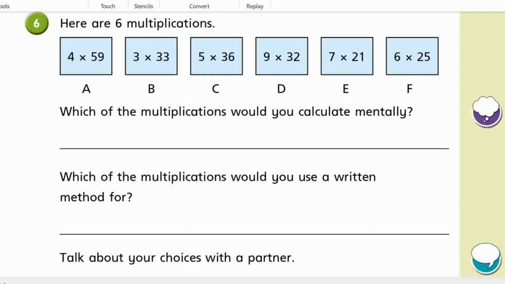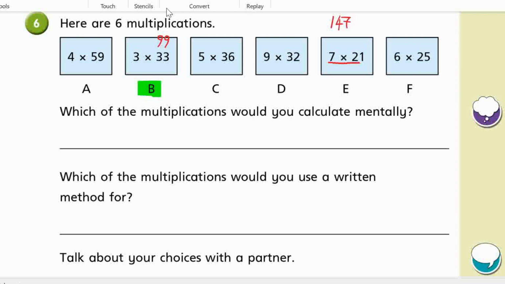Which of the multiplications would you calculate mentally? So that means which of these can you just work out in your head? Which is the easiest one to do? B, I think, is the easiest, because we know 3 times 3 is 9. 3 times 3 is 9. 7 times 2 is 14. But we're doing it with an extra 1 times 7. Yeah, so that's how we get our answer. Okay. Now, this isn't too difficult, but I would say it took me a bit longer than this one.